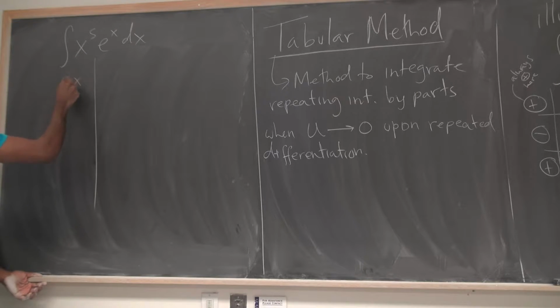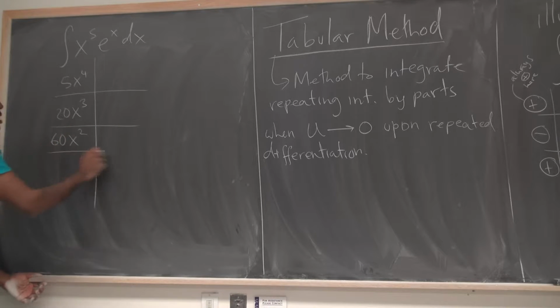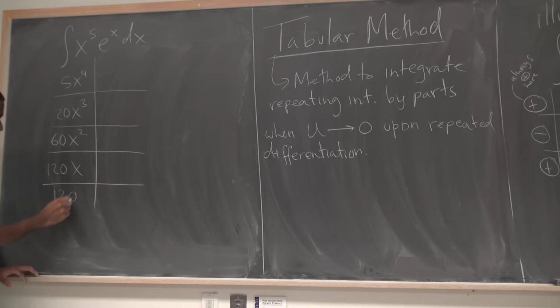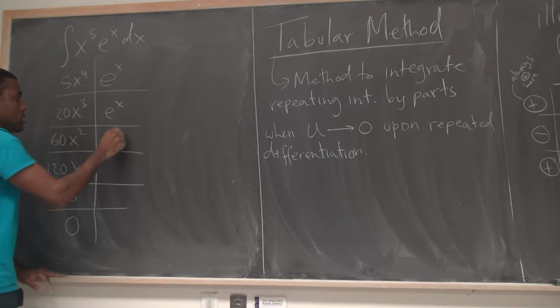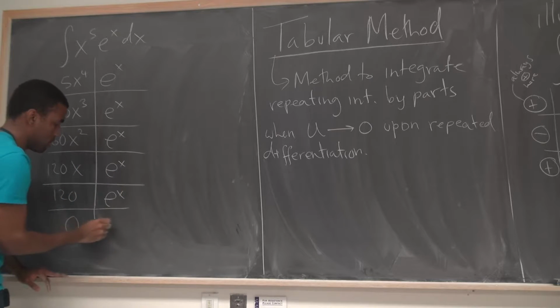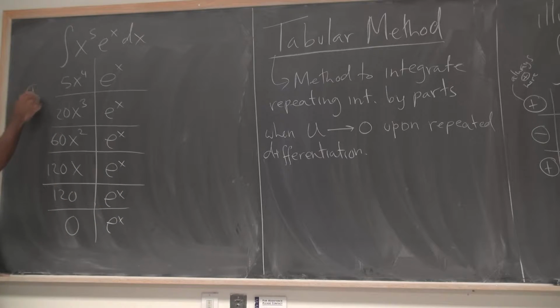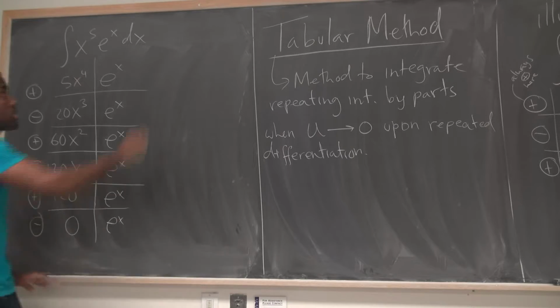This is 5x to the 4th, right? Then 20x cubed, then 60x squared, then 120x, then 120, then 0. And we stop because we're at 0. This happens to be easy, just the same guy all the time. Plus sign here, minus sign here, plus sign here, minus sign here, plus sign here, minus sign here. And now you multiply across the diagonals.